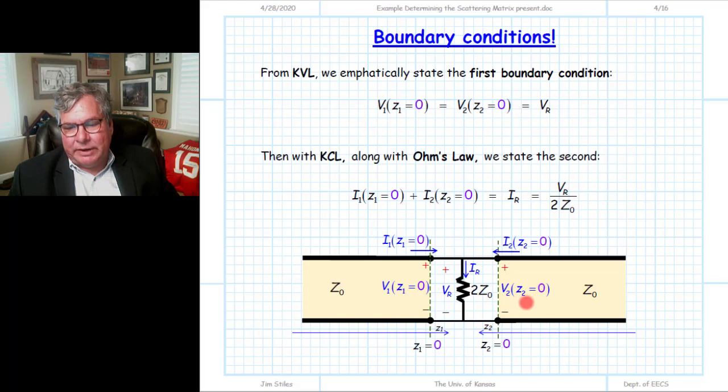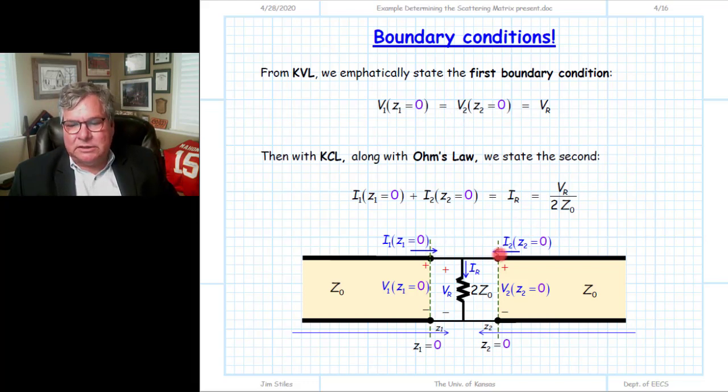Total voltage evaluated at Z2 is equal to 0. So this is our first statement here, and really the useful part of it from a boundary condition is the first equality. The total voltage V1 at the port plane is equal to the total voltage V2 at its port plane. Go through for a second boundary condition, and now we use Ohm's law along with KCL.